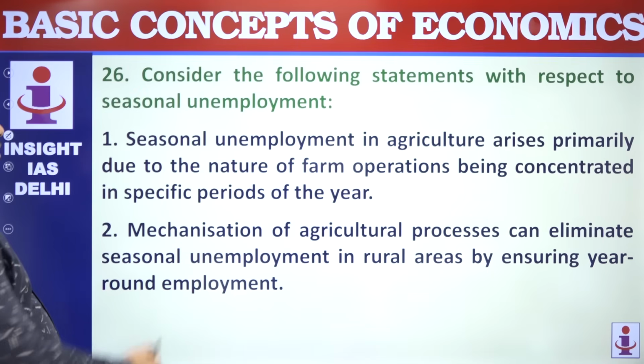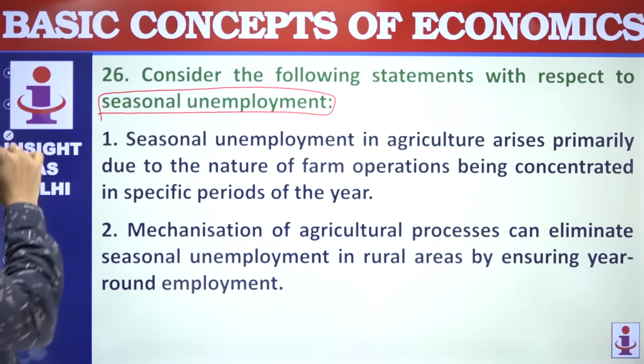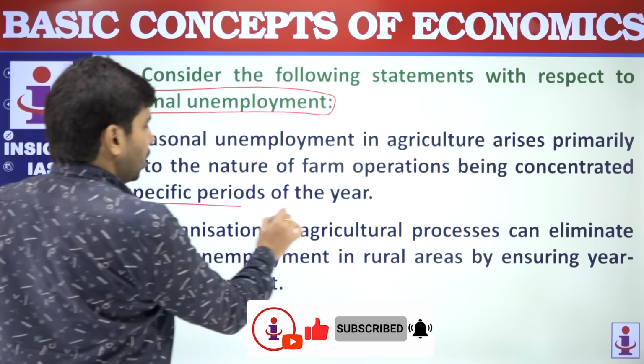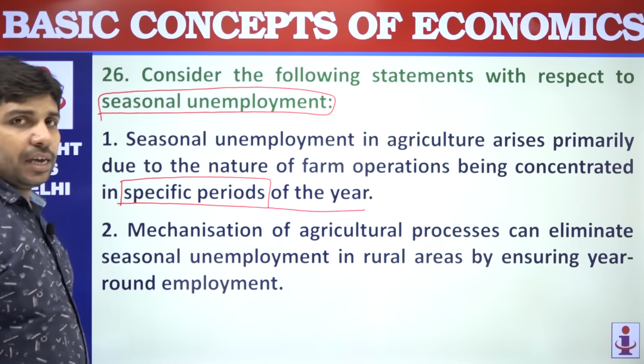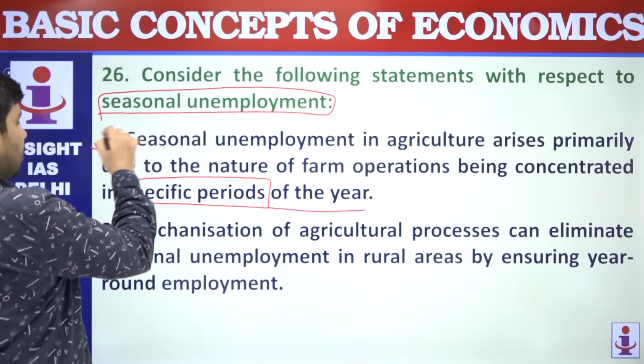Seasonal unemployment. Seasonal unemployment in agriculture arises primarily due to the nature of farm operations being concentrated in specific periods of the year. Limited time, employment is available only in some months of the year, that makes it seasonal employment, it is not always available.